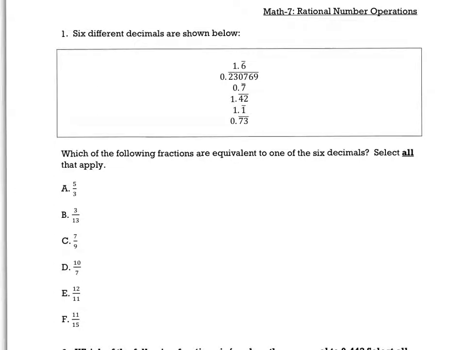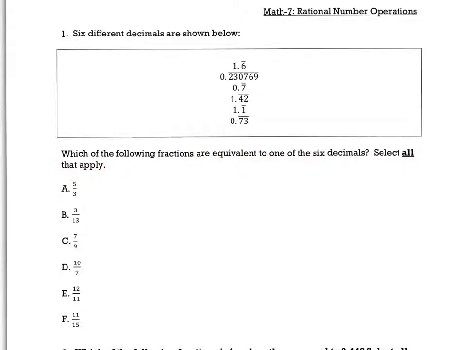Okay, so this is rational number operations, and the first couple problems on this handout focus on converting between decimals and fractions. When you look at the first problem, 6 different decimals are shown below. They're all repeating decimals, right? Which of the following fractions are equivalent to one of the 6 decimals?